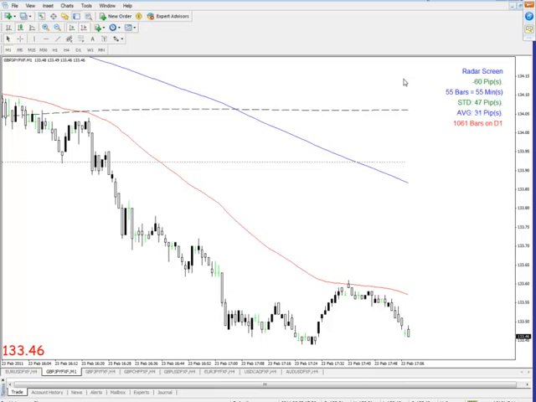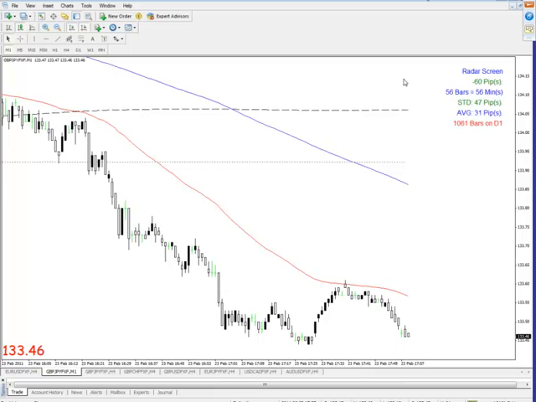For instance, I just changed to the 1 minute chart. On the 1 minute chart, this pair is obviously trending down, because here's the 800, here's the 200, here's the 62, and you have nice spacing. They're not all mixed up together. Price right now is 59 pips below the 800 simple moving average, and it's been away for 56 bars, or 56 minutes. The average is 31 pips.